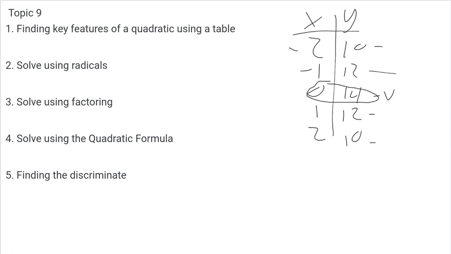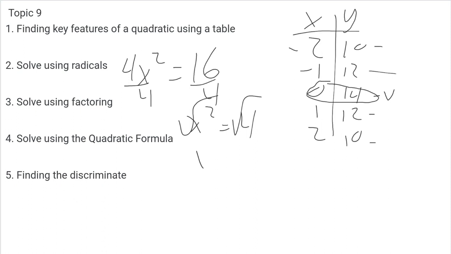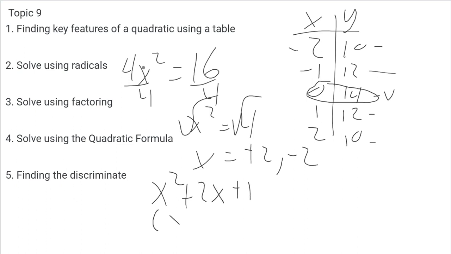Solving using radicals means that we divide and then square root. But with the square root, we have to remember there's a positive answer and a negative answer. Solve by factoring is we could factor and then set equal to 0, and then set each one of these equal to 0, and then solve for x.